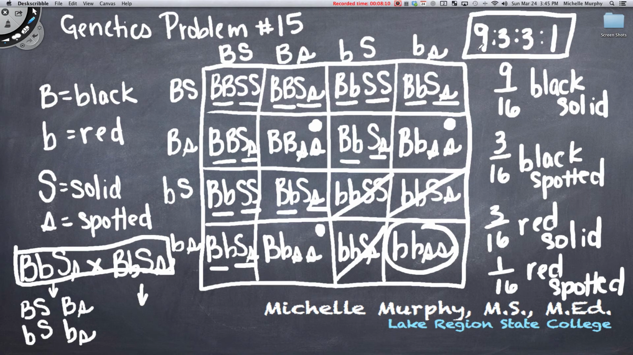And what the 9331 ratio means is that you get 9 that are dominant for both. Black and solid are your dominant traits. That's what's going to be most common. Black, solid, dominant for both. Each of the 3s is dominant for one trait, but recessive for the other. So in this case, a probability 3 out of 16, dominant for color, but recessive for solid. It's spotted instead. In this case, this is dominant, but this is recessive. So your 3s have 1 dominant, 1 recessive of the trait. You only get a 1 out of 16 probability of having both recessive.